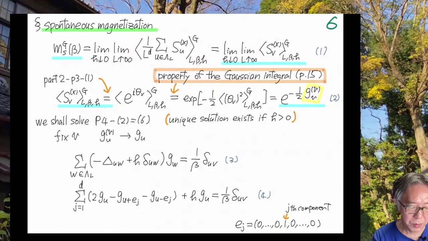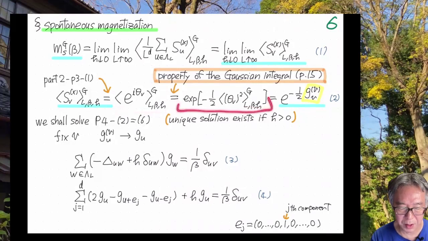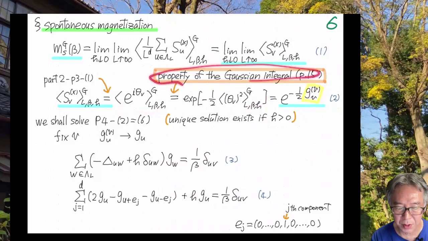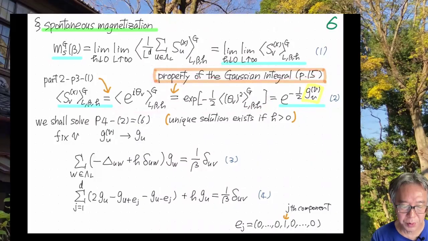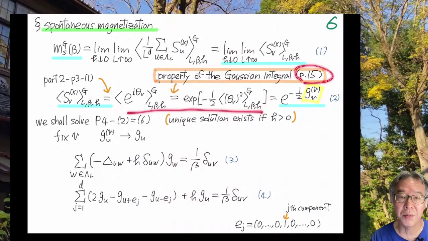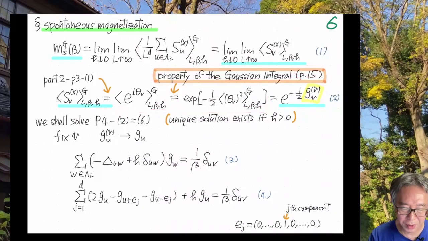Okay, and then as we discussed before, this is the same as the expectation value of e to the i theta_v, where v is any fixed site. And then we claim that this is exactly equal to this. And if you're not familiar with this identity, I think you'll be surprised, but this is valid. And this is valid only for the Gaussian integral. And I will prove this separately at the end of this lecture. But if you want to know, you can just go to the end of the lecture and then come back. But anyway, this is the exact identity.